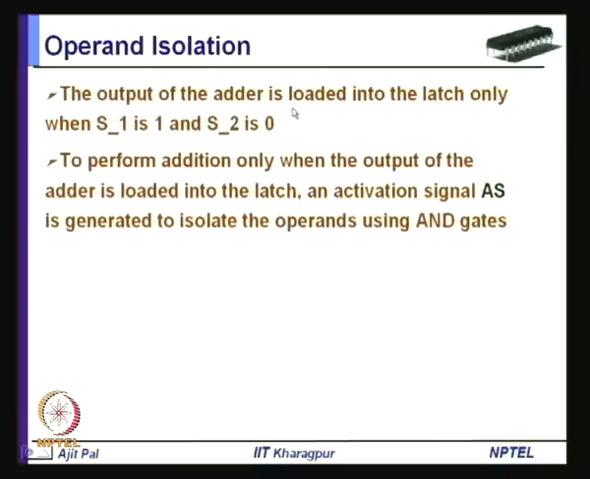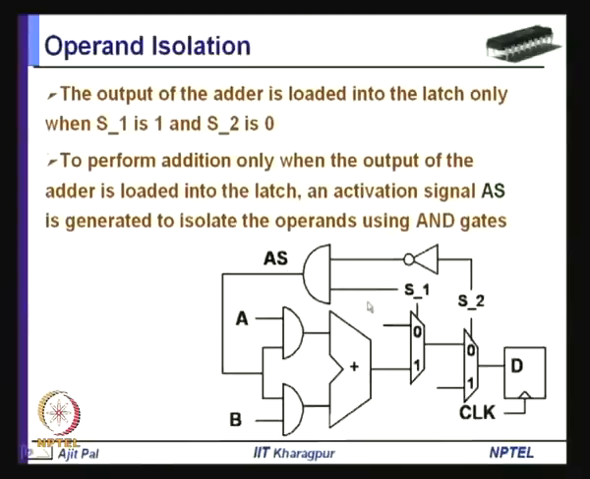So, the output of the adder is loaded into the latch when S1 is 1 and S2 is 0, as I have explained. So, to perform addition only when the output of the adder is loaded into the latch, an activation signal AS is generated to isolate the operands using AND gates. You can see a simple hardware is shown. This is the adder, AND gates and an inverter which can generate the activation signal, and you can see these operands A and B are ANDed, although only 2 ANDs are shown.